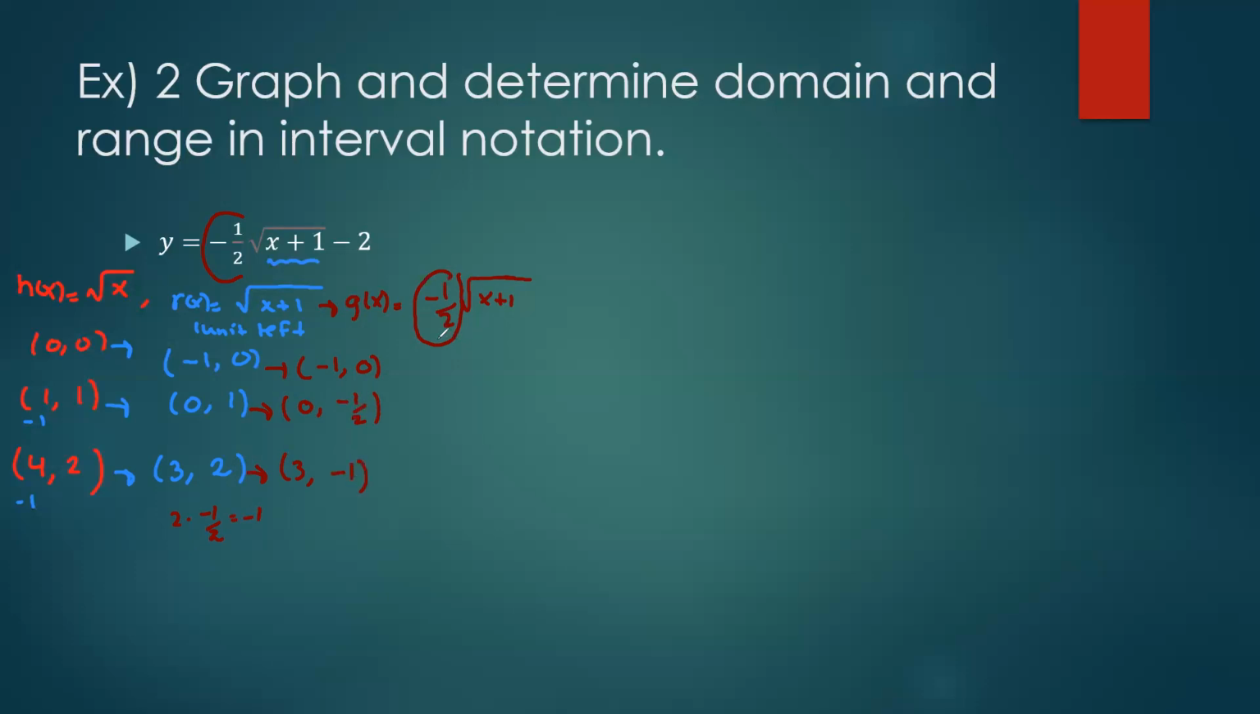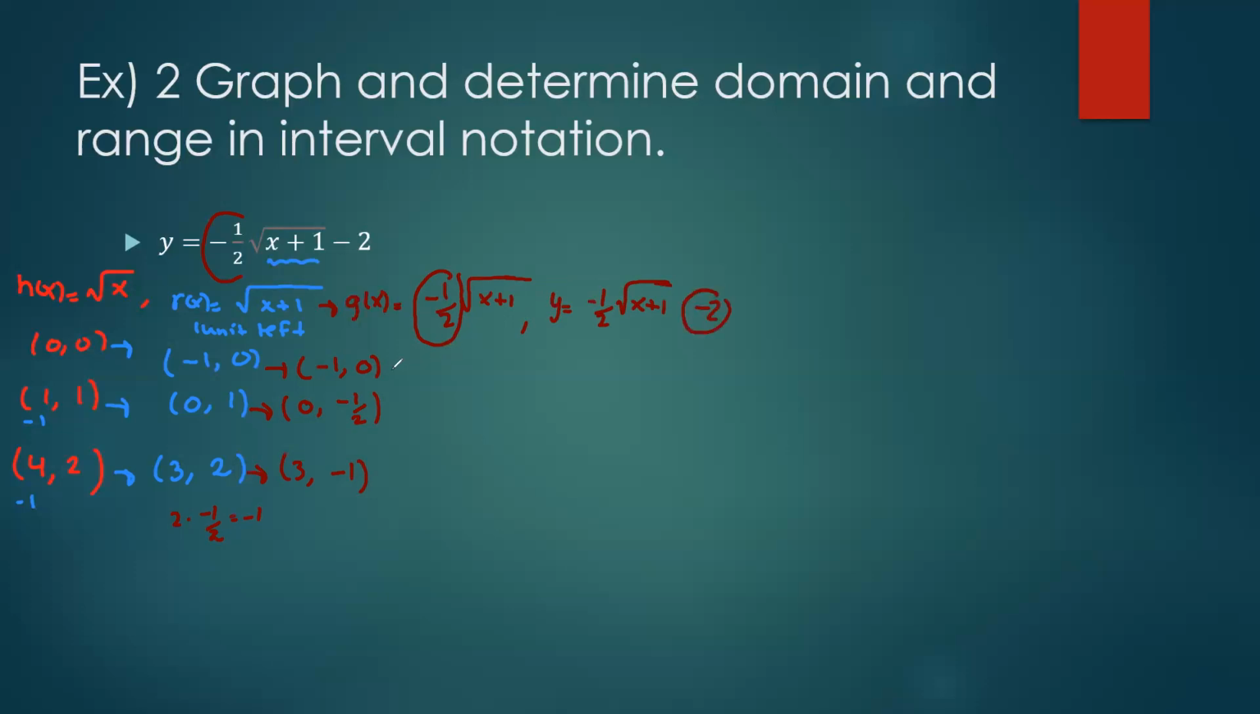Okay, good. Now let's do the final one. What color should we use? How about blue? How about brownish? And let's call it the final one, y equals negative 1/2 square root of x plus 1 minus 2. So the add-on is a negative 2.